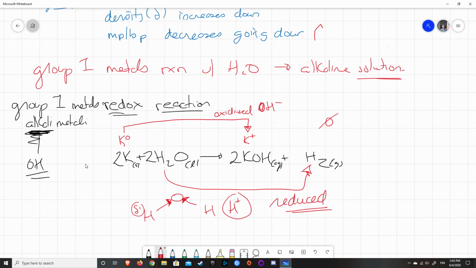But if this doesn't make sense to you, of course, we need to revise the electrolysis unit a little bit. But the important thing to remember here is that group 1 metals are alkaline in solution, and they produce the metal hydroxide when reacted with water.